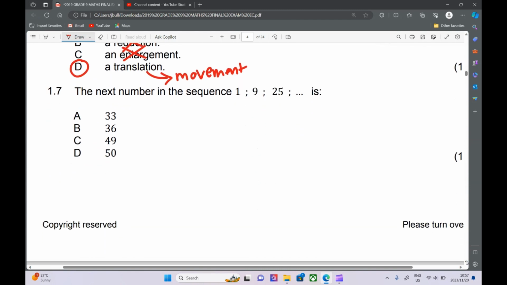Okay, the next number in this sequence. So let's see, we've got 1, 9, 25. What I always try to check for is, are they square numbers? Are they cube numbers? Is it easy to add or to times something? So I can't see anything we could add, can't see anything we could times, but these do look like square numbers to me. So this would be 1 squared gives me 1. 3 squared gives me 9. 5 squared gives me 25. So I can see I'm squaring all the odd numbers. So I think the next one is going to be 7 squared, because it's 1, 3, 5, 7. So 7 squared is going to be 49.